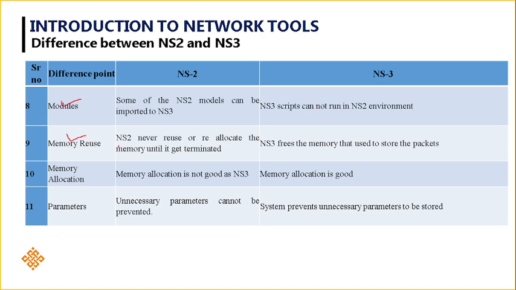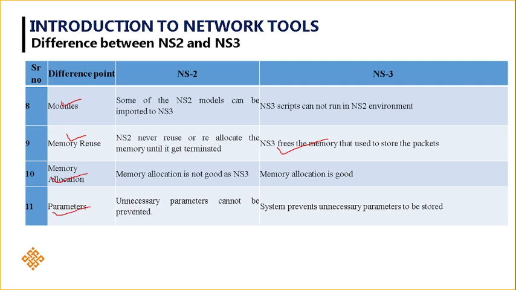When it comes to memory usage, NS2 never reuses or reallocates the memory until it gets terminated. Whereas NS3 will free the memory as and when needed, once the packets are used for storage or any other purpose, so automatically it will free the memory. So memory allocation is not as good in NS2, whereas there is a structured memory allocation in NS3.